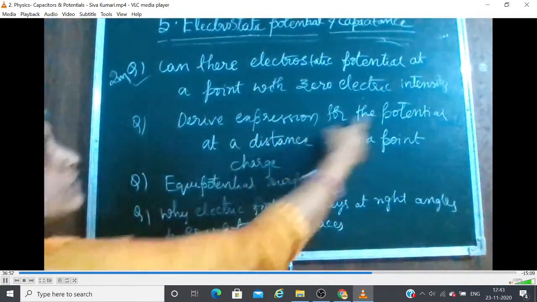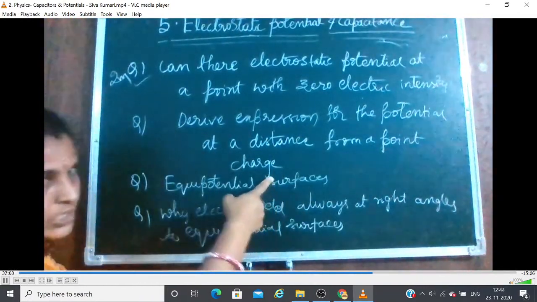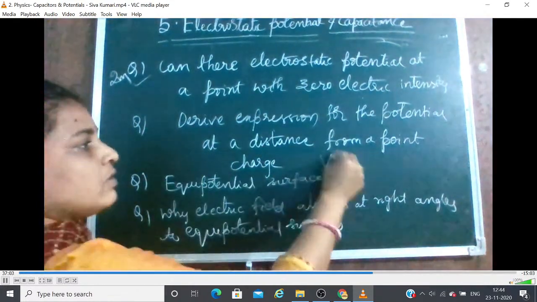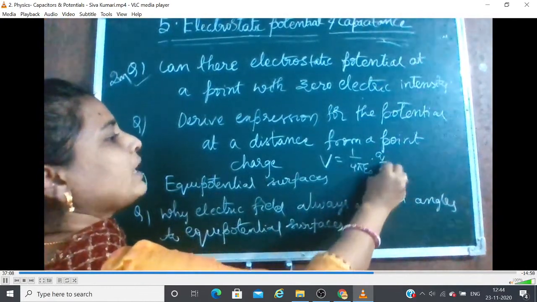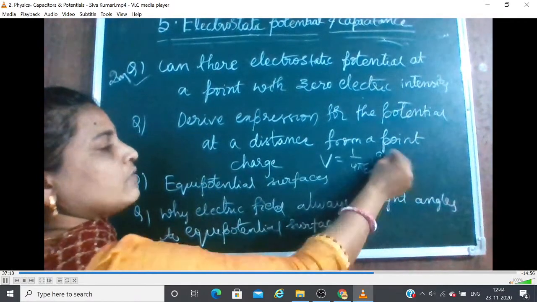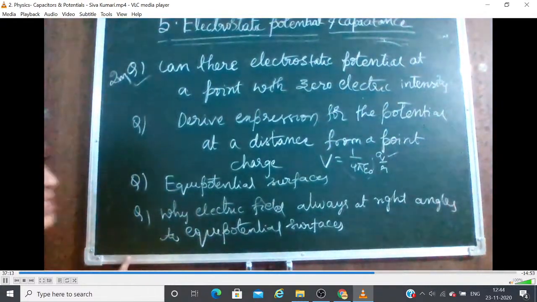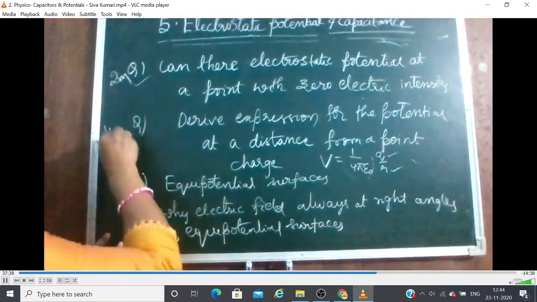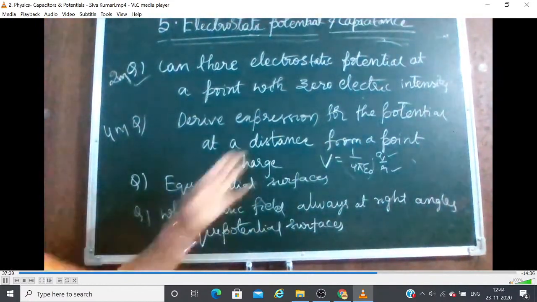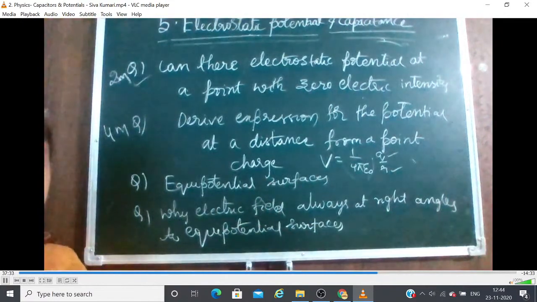And this one: derive the expression for the potential at a distance from a point charge. We have the formula V is equal to 1 by 4 pi epsilon naught into Q by R, where Q is the charge of the charged particle and R is the distance between the test charge and the charged particle. So the derivation I already explained in the previous class, and the derivation is for 4 marks. Very important question: derive the expression for the potential at a distance from a point charge.